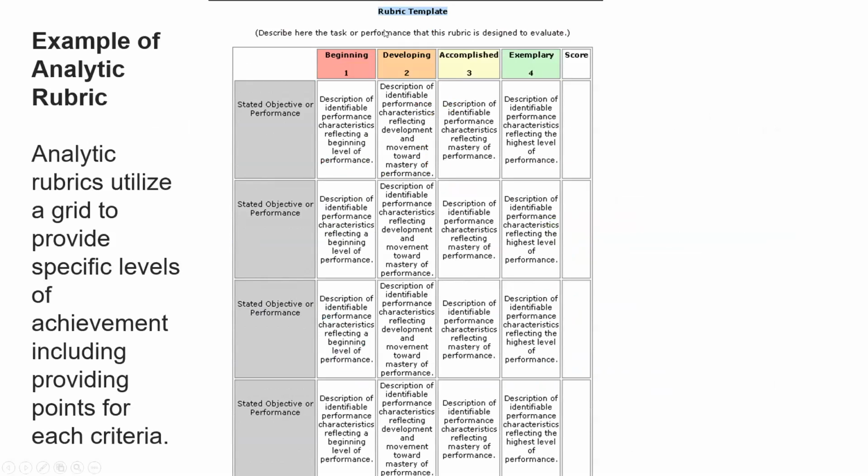So if you notice, at the top is where the standards are. Yeah, remember I told you from the novice to advanced. So they start with the beginning, developing, accomplished, exemplary. So that will be the standard. So 4 exemplary, 1 novice or beginning. And at the side is where you have your criteria.